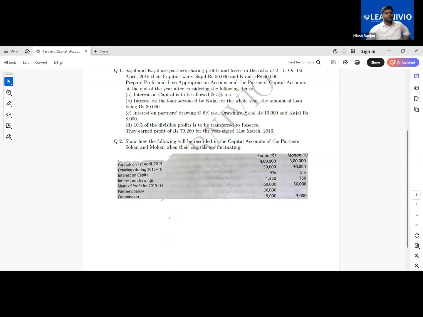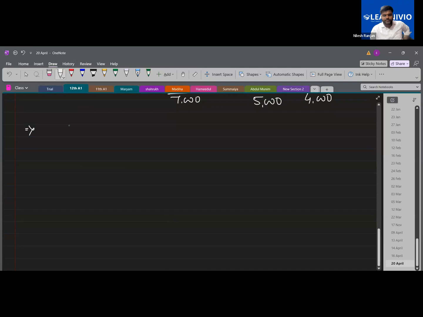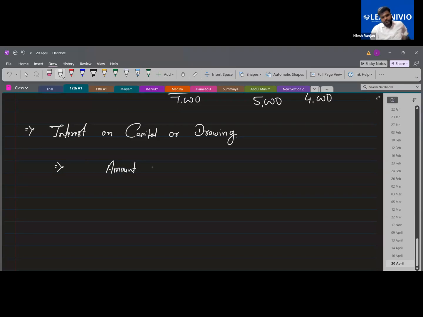Now, after this, there is a new concept for calculation of interest. Interest on capital or drawing. So how will it be calculated? Actually, the formula for calculation of simple interest is amount into rate by 100 into time divided by 12 or 365. This is the interest on capital or drawing formula.